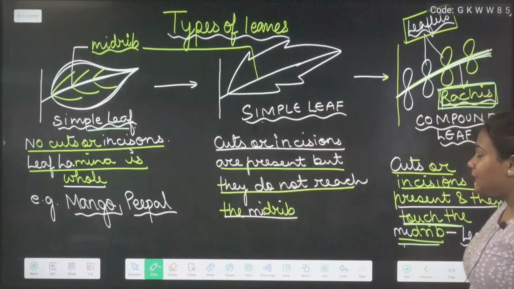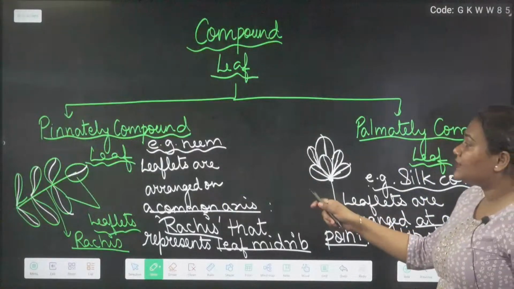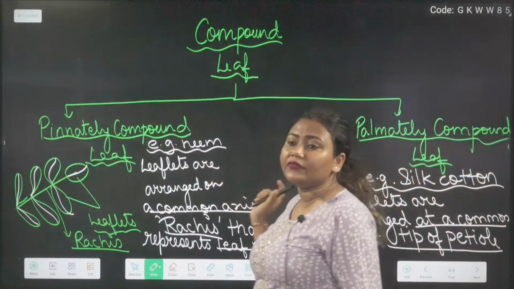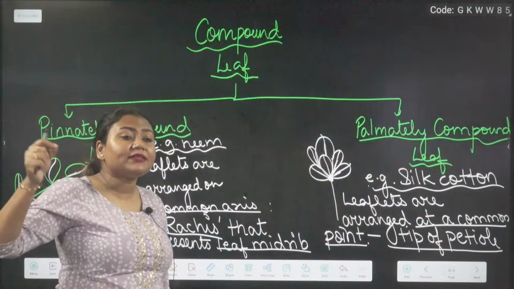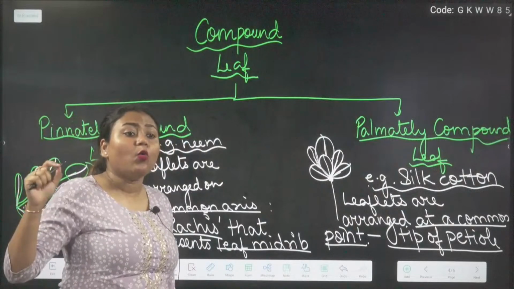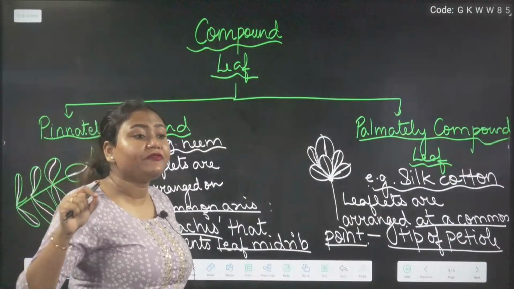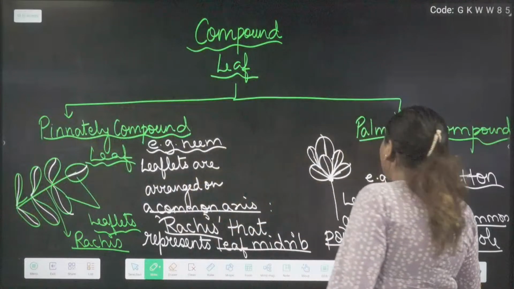Okay, two types of compound leaves are there. One is pinnately compound, another one is palmately compound. What is pinnately compound? When leaflets are arranged on a common axis. What is palmately compound? When leaflets are arranged at a common point.